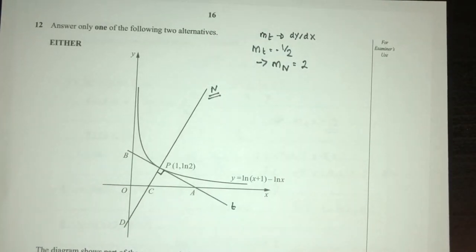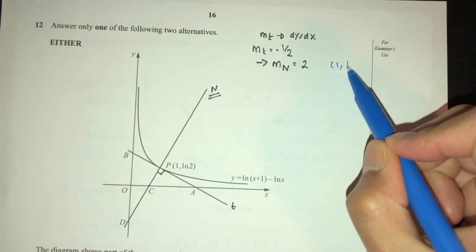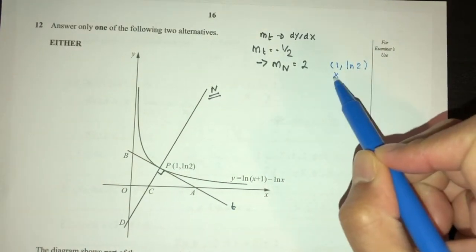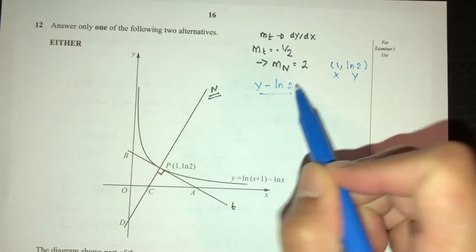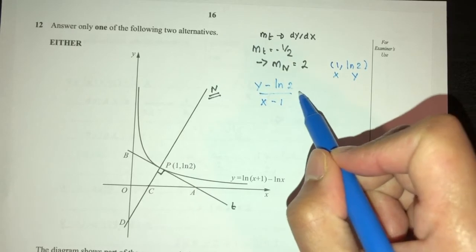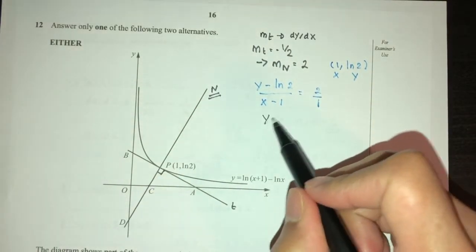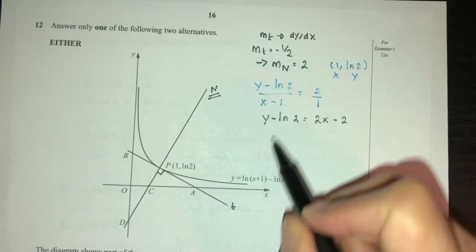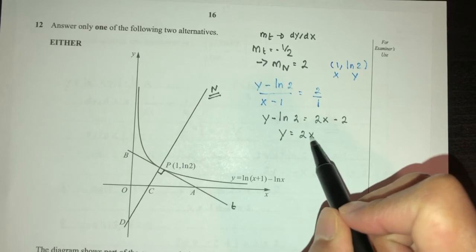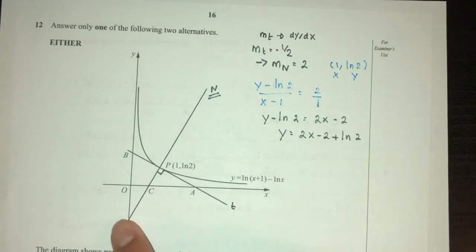Now we can find the equation of the normal. We have the point here, which is (1, ln 2), x and y. So y minus ln 2 over x minus 1 is equal to 2. Cross multiply, you will have y minus ln 2 is equal to 2x minus 2. So y will be 2x minus 2 plus ln 2. That is the equation of your normal.